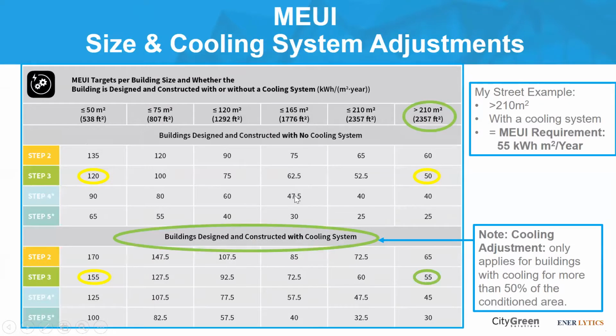However, with MEUI, there are both size and cooling system adjustments. So if we're looking at step 3 for a smaller home, rather than just 50, based on the size of the home, there are different metric targets. There are also different metric targets if it's designed and constructed with a cooling system. If it's a larger home with a cooling system, it would be 55. If it didn't have a cooling system, it would be 50, and so on. We'll explain a little bit more about these size and cooling system adjustments in just a moment.